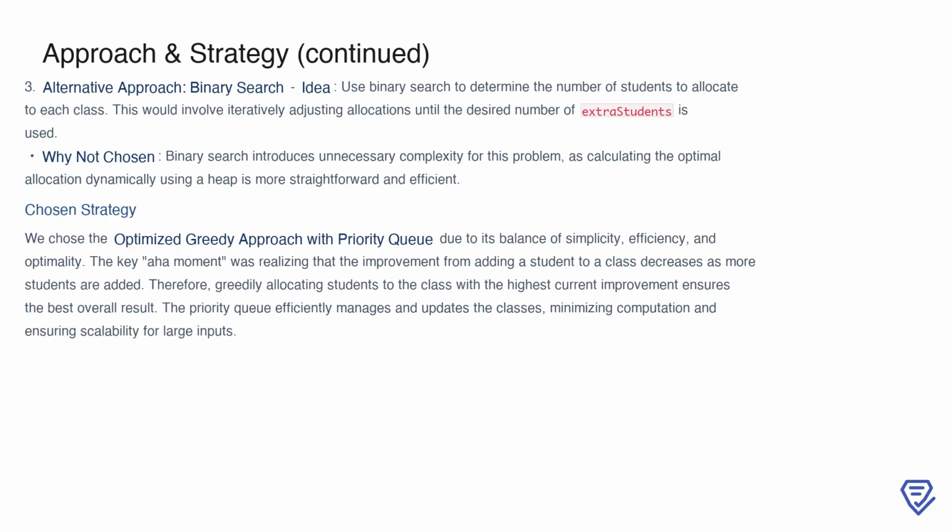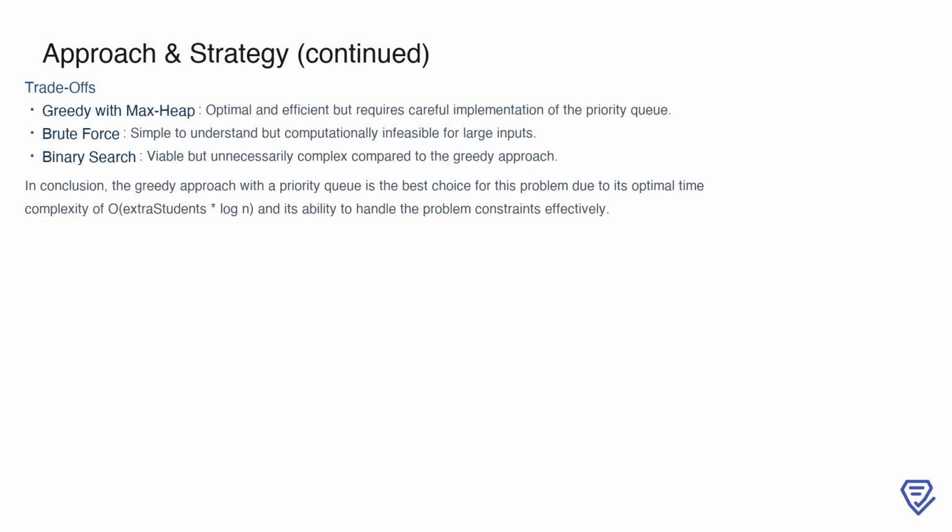The key insight that makes this approach work so well is recognizing that the marginal improvement from adding students to a class decreases as more students are added. This means that by always prioritizing the class with the highest current improvement, we achieve the best overall result. The use of a priority queue ensures that the solution is computationally efficient and can handle the problem's constraints effectively, even for large inputs. When comparing the strategies, we see clear trade-offs.